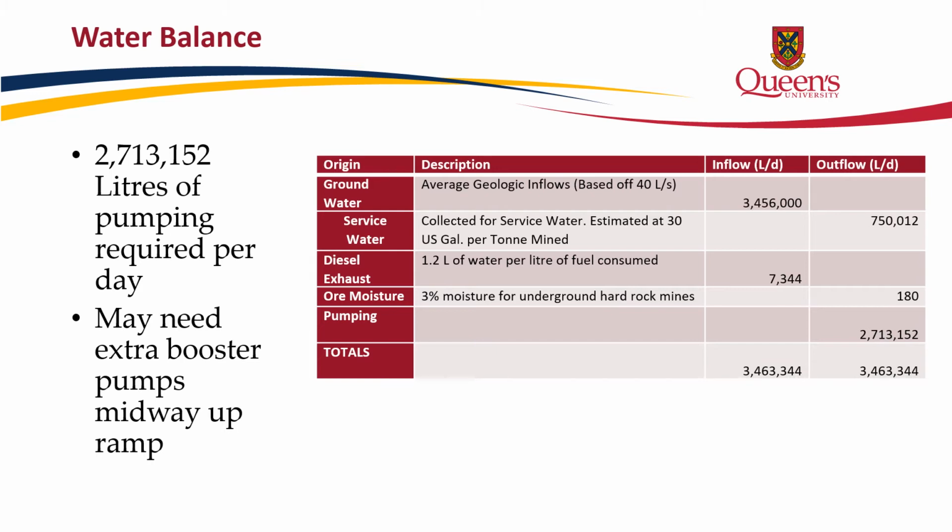To determine how much pumping would be required, a water table was set up that calculated both inflows and outflows, inflows such as groundwater, diesel exhaust, and outflows such as surface water or moisture, and the required pumping. This generated a value of 2.7 million liters of pumping required per day. To get the water all the way out of the mine, an extra booster pump midway up the ramp may be necessary.